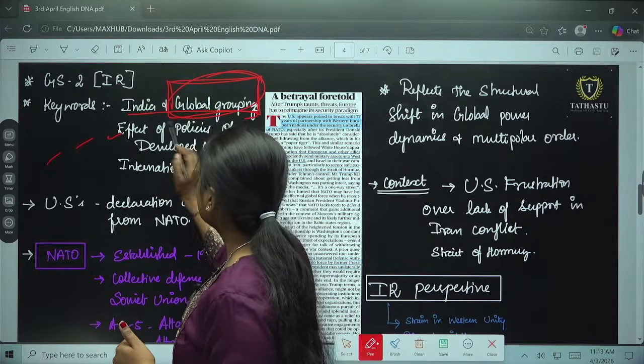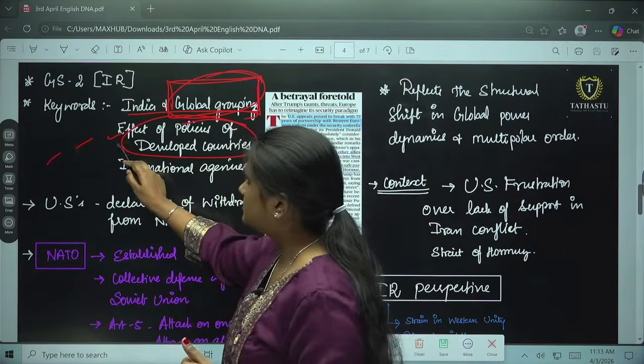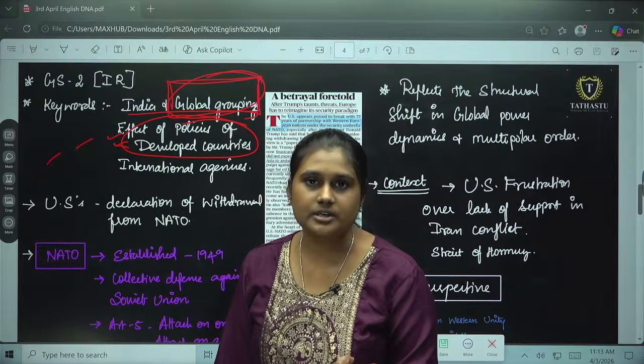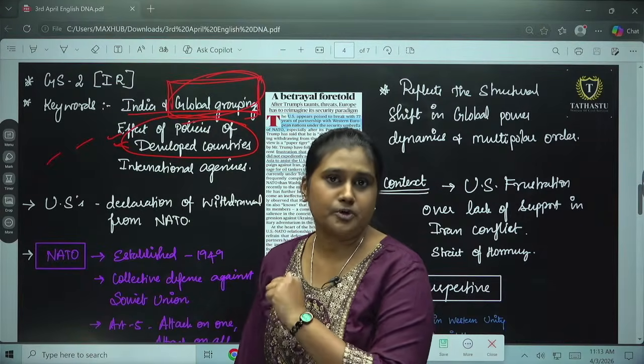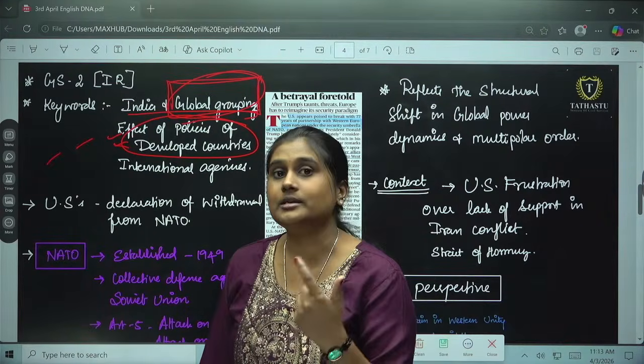Then the effect of policies of developed countries, again when it comes to economic terms and sovereignty and strategic autonomy, it is important for us. Where we are standing and how we are taking the steps there.